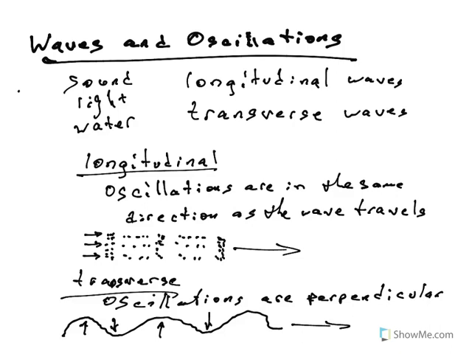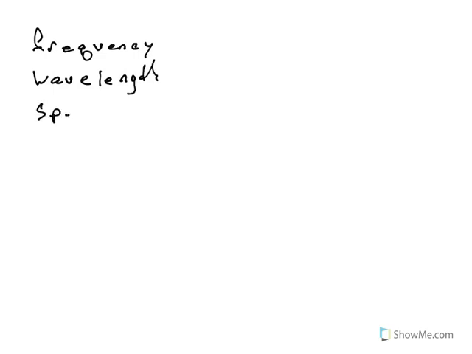All waves will have the same main characteristics. And those characteristics are frequency, wavelength, and speed. These are the big characteristics of waves we're going to have to know. And of course, we're going to want to know how they relate.